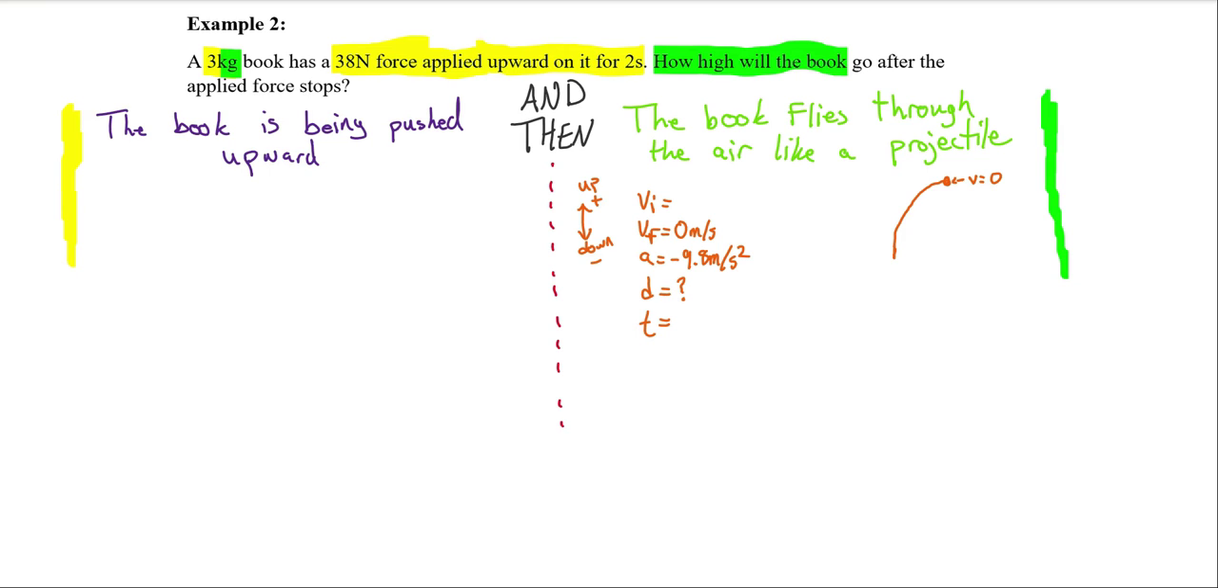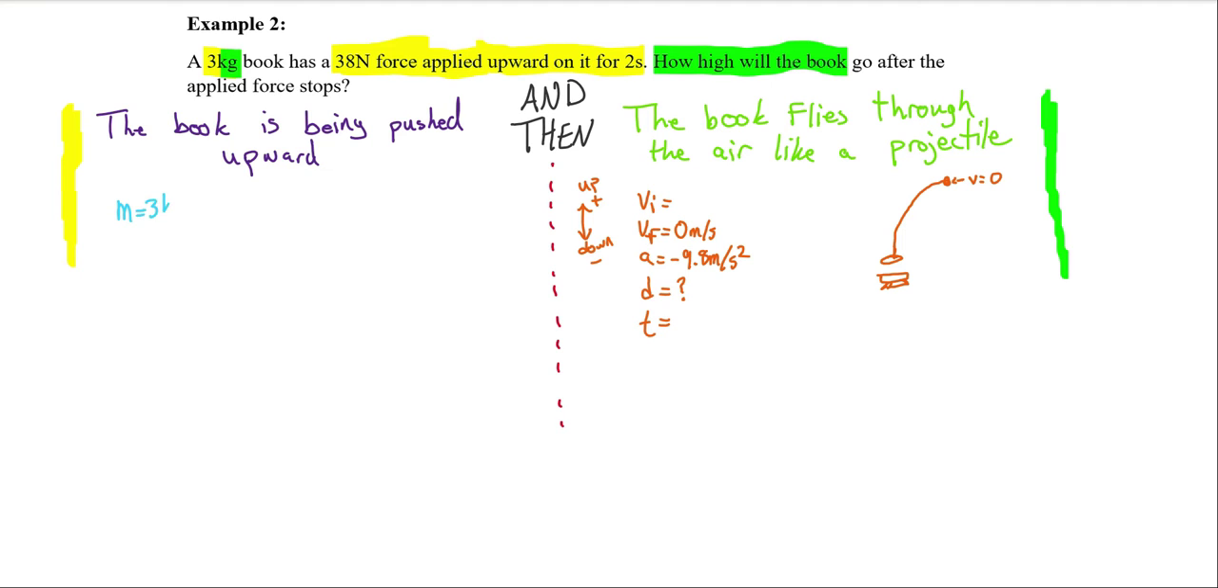Now, there's no mention of any stopwatch or anything that will allow us to find the time, so it seems reasonable that we should be able to find the velocity of the book when it leaves the thing that's pushing it. Maybe this is my little pushing device. What would be the velocity when it leaves the thing pushing it? That's something that we'll know when we are looking at the book being pushed upward. So let's take a look at the things that we know before in the book being pushed upward section.